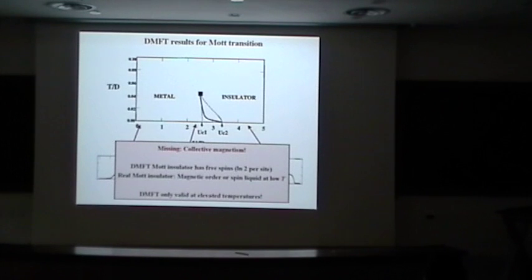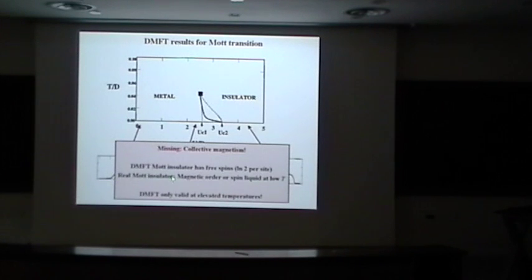Now, this all looks nice, but we have to remember that this is DMFT, and DMFT has a number of drawbacks, and in particular, all non-local correlation effects are missing. That means there are no correlated fluctuations of spins on neighboring sites, which in particular implies that this Mott insulator here has free spins, so there's a residual entropy of log 2 per site. That's of course not a stable phase of matter.